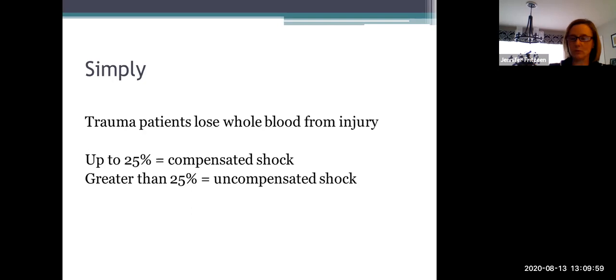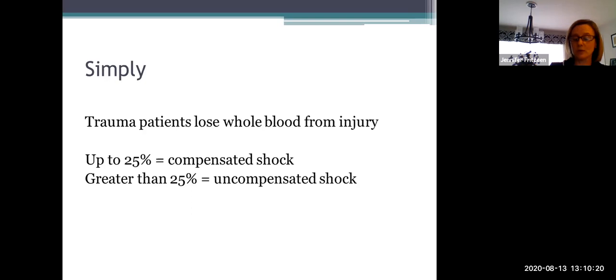We don't lose component therapy. We're not going to lose some platelets or some red cells. It's going to be whole blood. And we can lose up to 25% of our total blood volume and compensate for that blood loss. If we lose more than 25% of our total blood volume, now we're going to see patients in uncompensated shock.